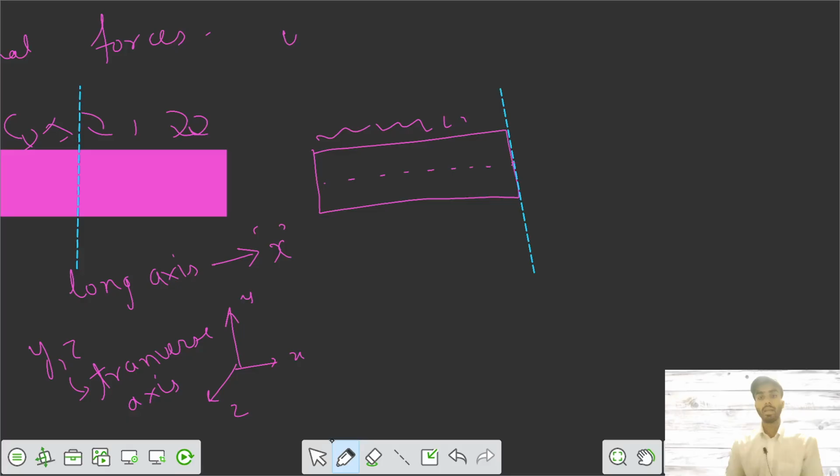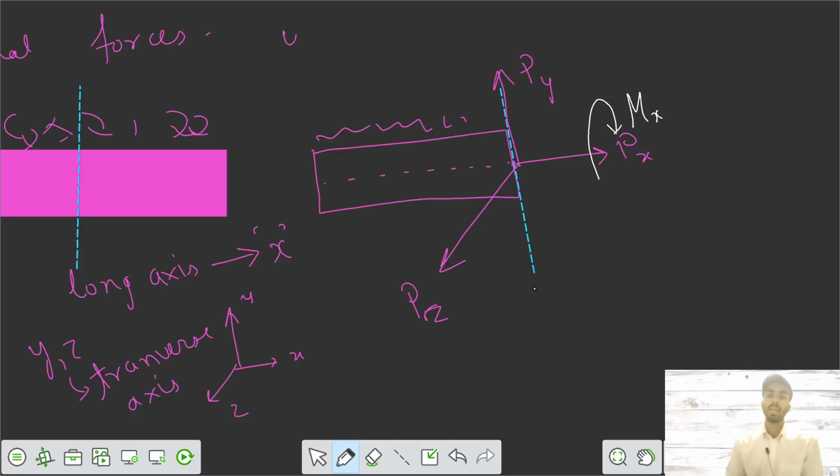So in the x direction, let's say you have internal force developed as px, and in the y direction, let's say you have internal force developed as py, and in the z direction you have internal force developed as pz. And there are moments also developed in the internal section, that are internal forces also. So in the x direction you have moment x, in the y direction you have moment y, and in the z direction you have moment z.